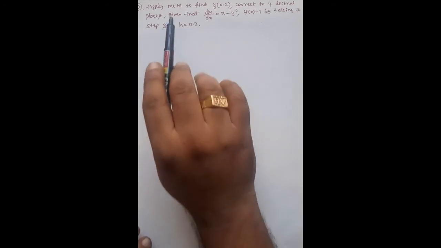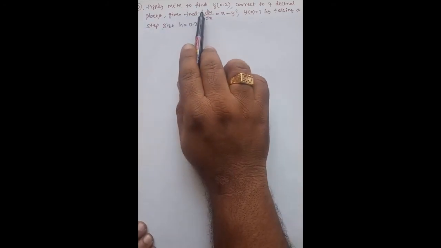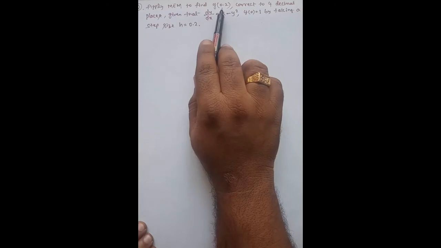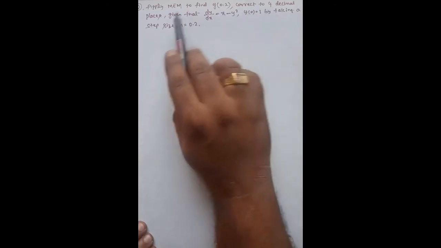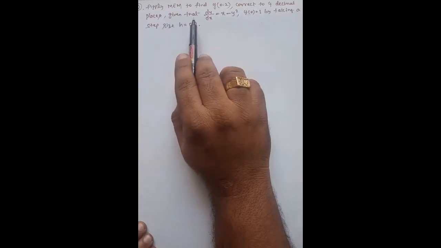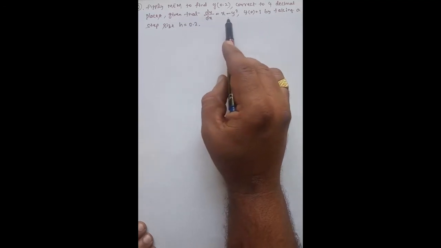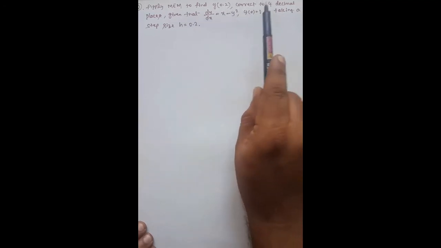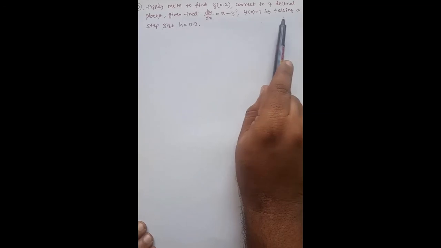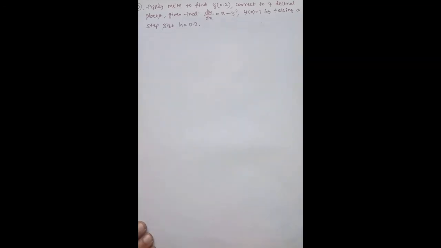Okay, so now we shall discuss the second problem. Apply modified Euler's method to find y of 0.2 correct to 4 decimal places, given that dy by dx equals x minus y square, y of 0 is equal to 1, by taking a step size h equal to 0.2.